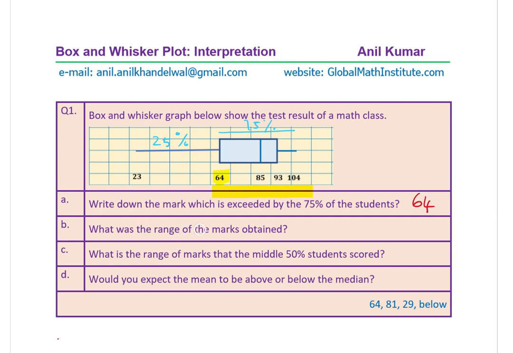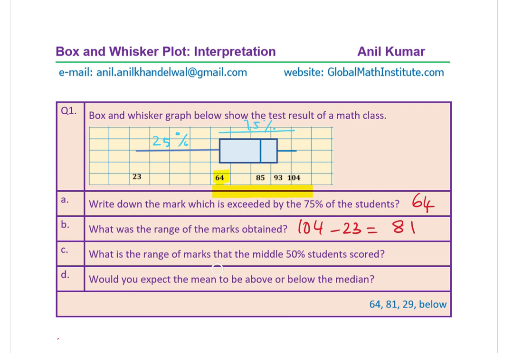Now, what is the range of the marks obtained? Whenever we want to find the range, it is always maximum minus minimum, right? So you'll do 104 take away 23 to get the range. That gives you 81 as the range.